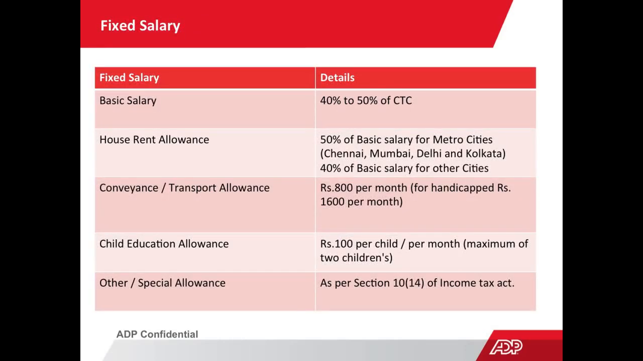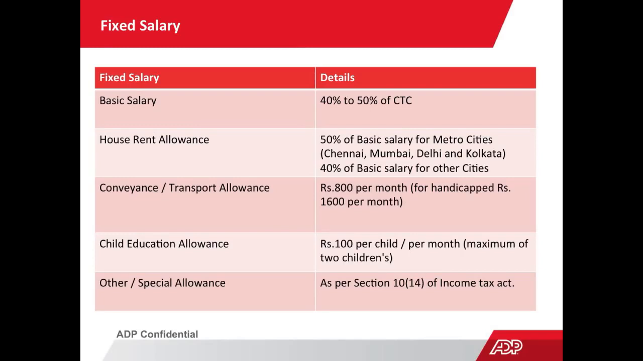So let us understand in detail which components go under the fixed salary. The fixed salary is typically the basic salary. Generally, in company practices in the market, you can see 40 to 50% of the CTC value will be in the basic salary. That's how organizations ensure that the major component of the CTC value goes towards the basic salary. It varies from 40 to 50% generally across the industry.